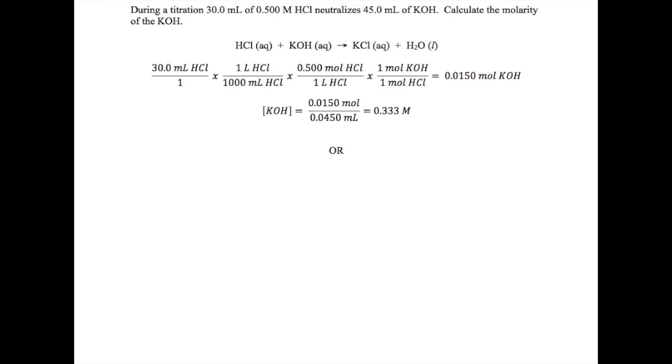There's an alternative way we can solve this problem. That's why it says or there. We can also use an equation that comes from the dilution equation. Here we have that Ca times Mb times Vb equals Cb times Ma times Va. The C stands for coefficient, the M stands for molarity, the V stands for volume. The little a stands for the acid, and the little b stands for base. As you can see, it's the coefficient of the acid times the molarity of the base times the volume of the base equals the coefficient of the base times the molarity of the acid times the volume of the acid.